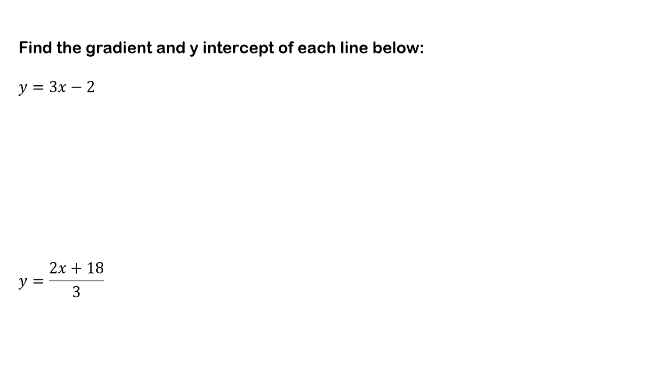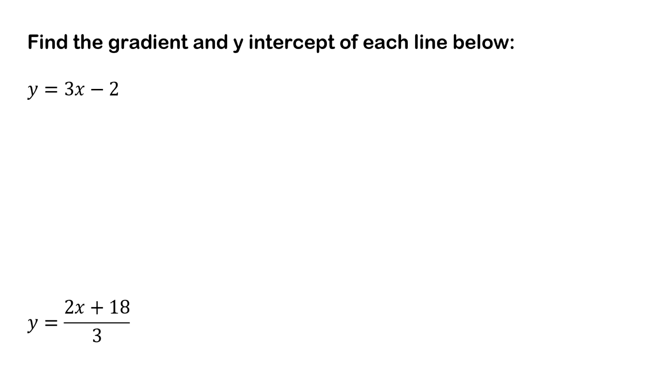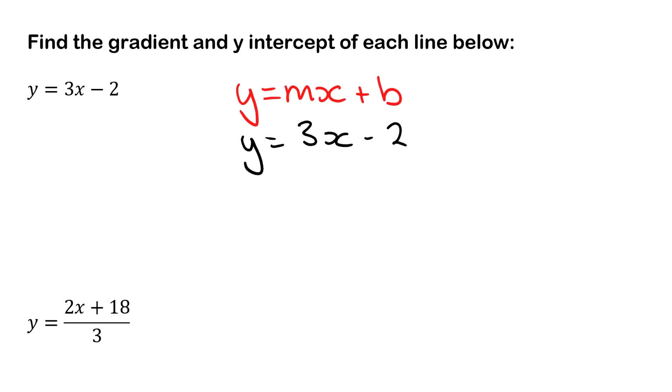So knowing this, find the gradient and intercept of each line below. So in the first one, we have y equals 3x plus 2. So over here, I'm going to write y equals mx plus b. So we're looking for our similarities. Underneath, y equals 3x minus 2. So you can see if I change these colors, this was my m, and that was 3. My plus b is minus 2.